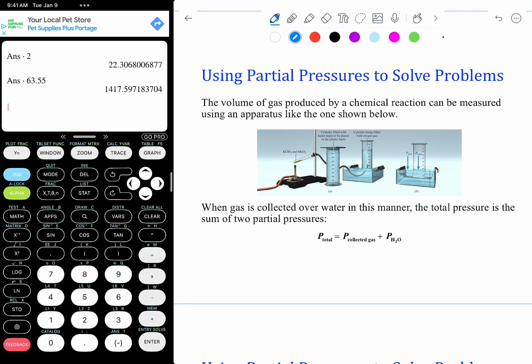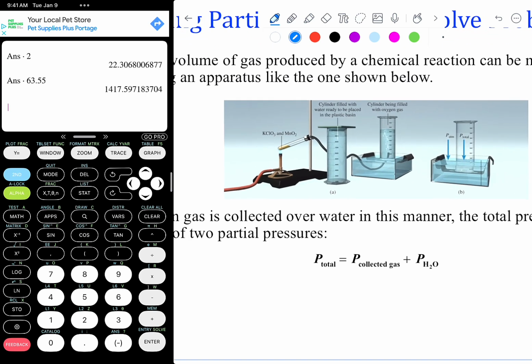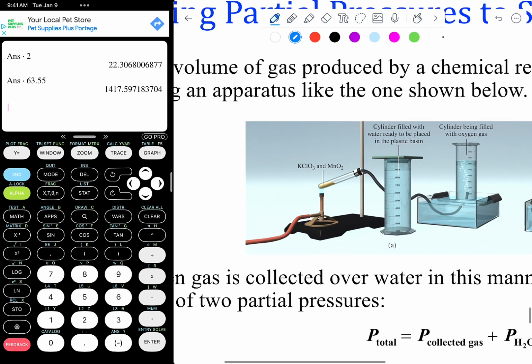So we do that by trapping the gas over water. So the volume of gas produced by a chemical reaction can be measured using an apparatus like the one shown below. So here we have the reaction happening. So here's where we start. The reaction is happening here. We have KClO3 reacting with MnO2. We're heating it up. And when we heat that up, we produce oxygen gas.